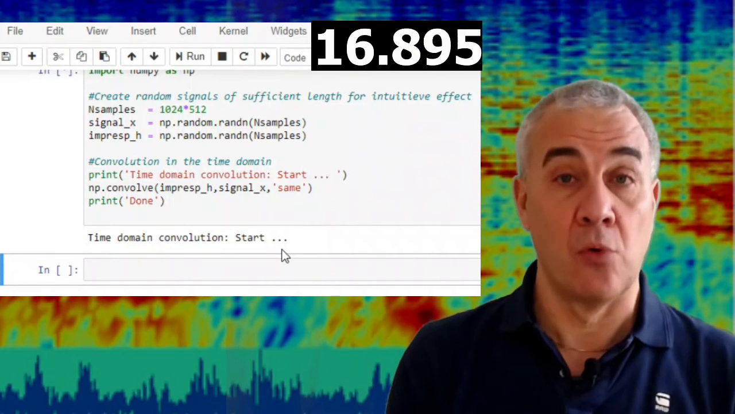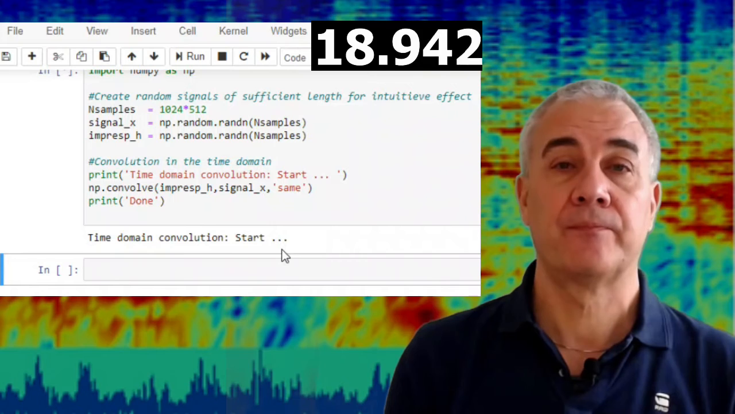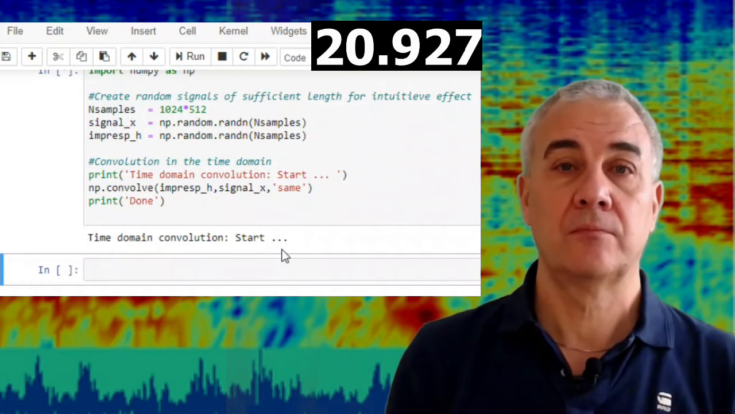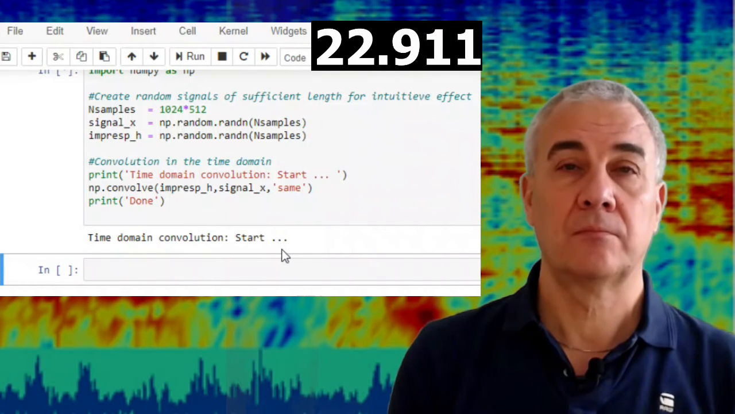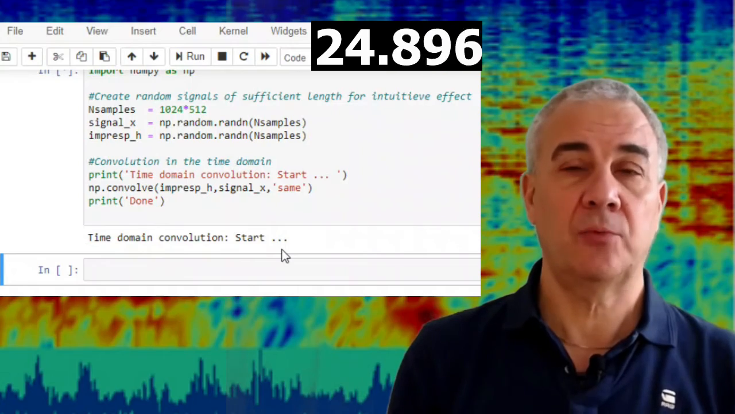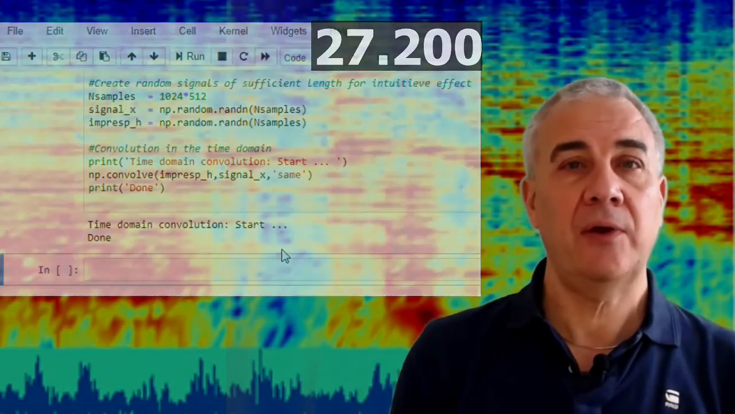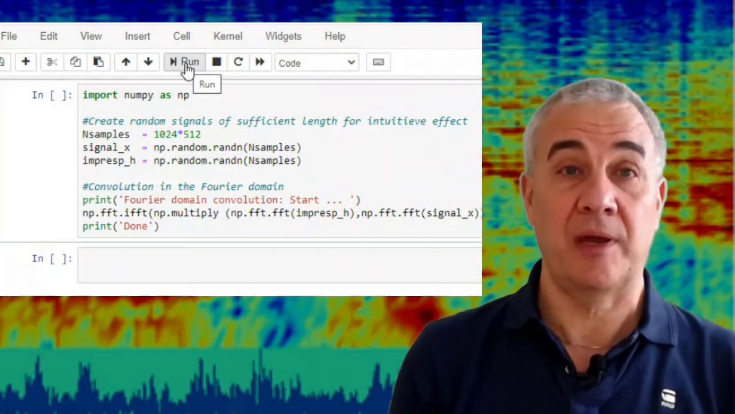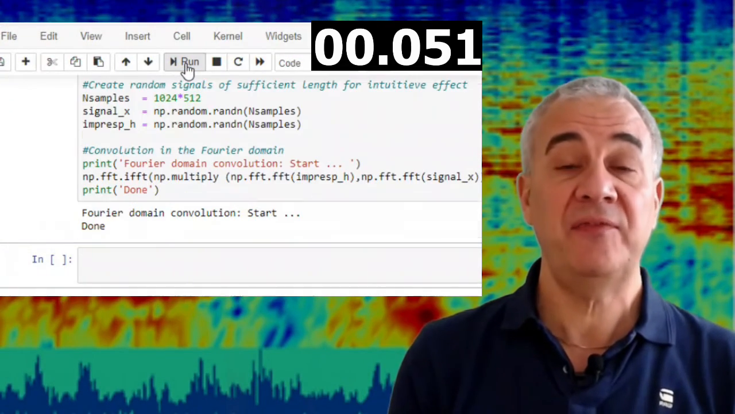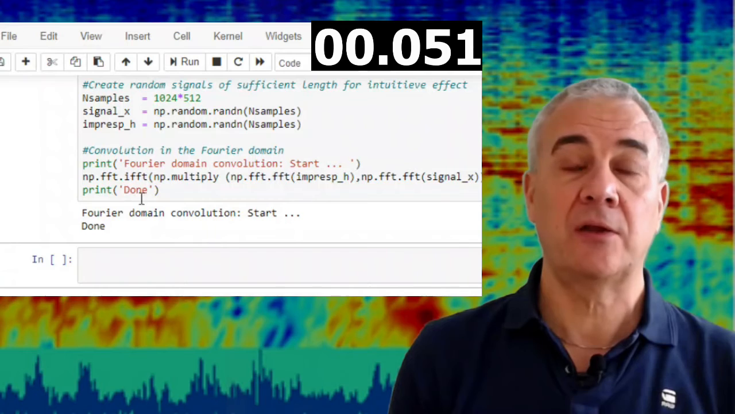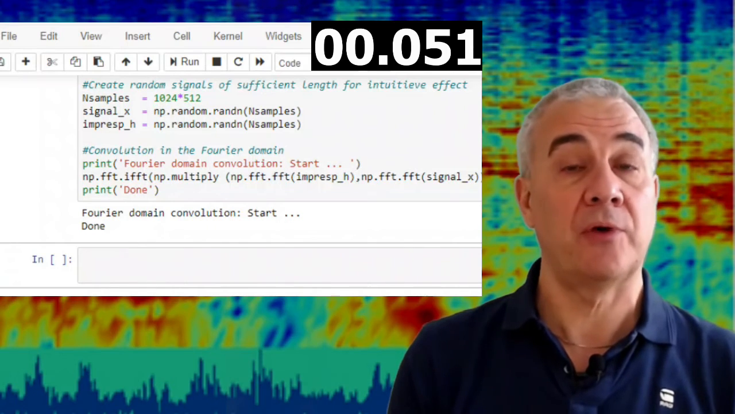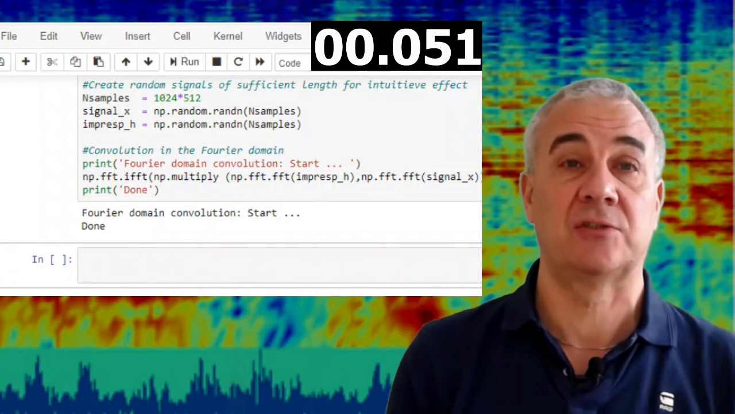And we wait more. You see that this operation takes tens of seconds. Now if we carry out the convolution in the DFT domain, it takes less than 50 milliseconds. So taking the long route does pay off, but only because the FFT exists.